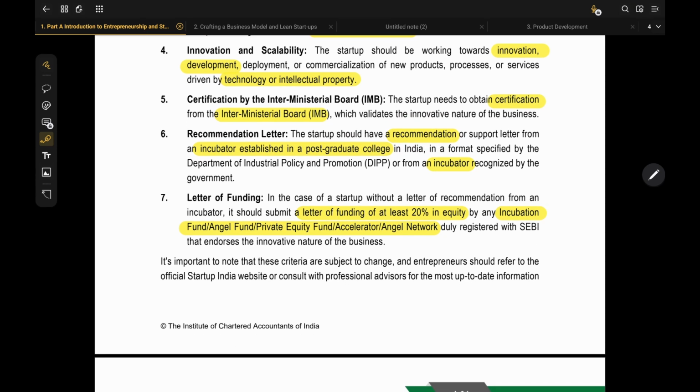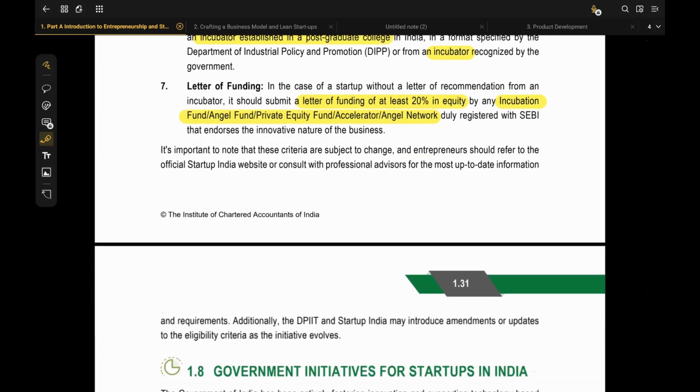And if you do not have that letter of recommendation, you have to submit a letter of funding of at least 20% in equity, be it from an incubation fund or angel fund, private equity fund, accelerator or angel network. From the angel fund or accelerator, like that, you need to bring a letter of funding. It is 20% of the startup funding that the angel investor is doing. If you bring that letter also, it will be okay.